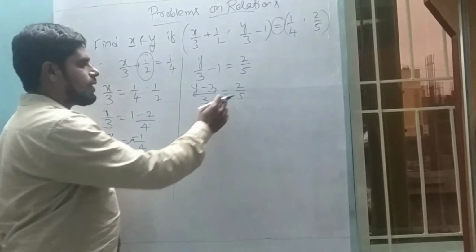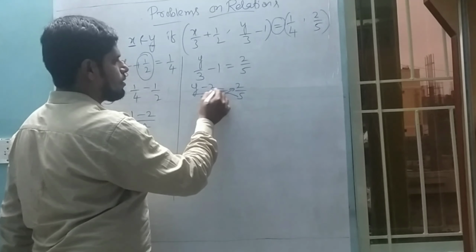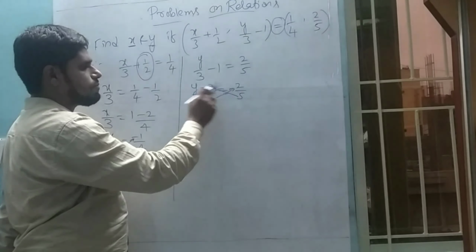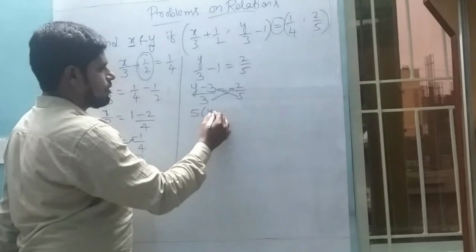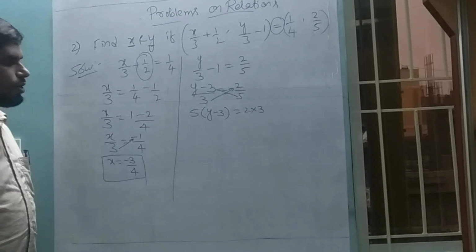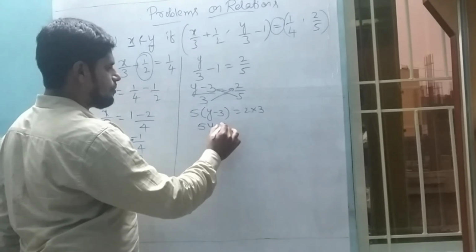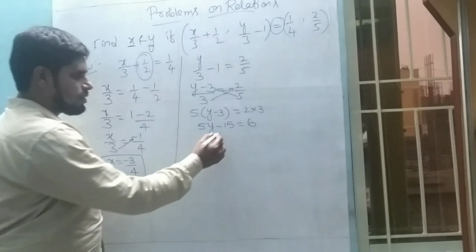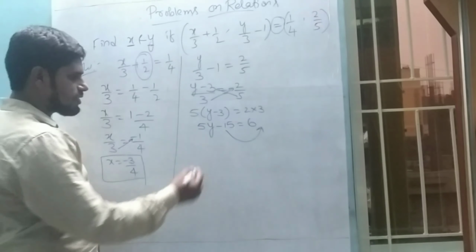Let us do the cross multiplication here. Two-sided cross multiplication. So 3 cross multiplies to 2 and this 5 cross multiplies to y minus 3. So this becomes y minus 3 into 5, that is equals to 2 into 3. So simple multiplication here, 5 into y minus 3, 5s are 15, that is equal to 6. Now this minus 15 I will shift it to right hand side. Obviously it will change the sign.